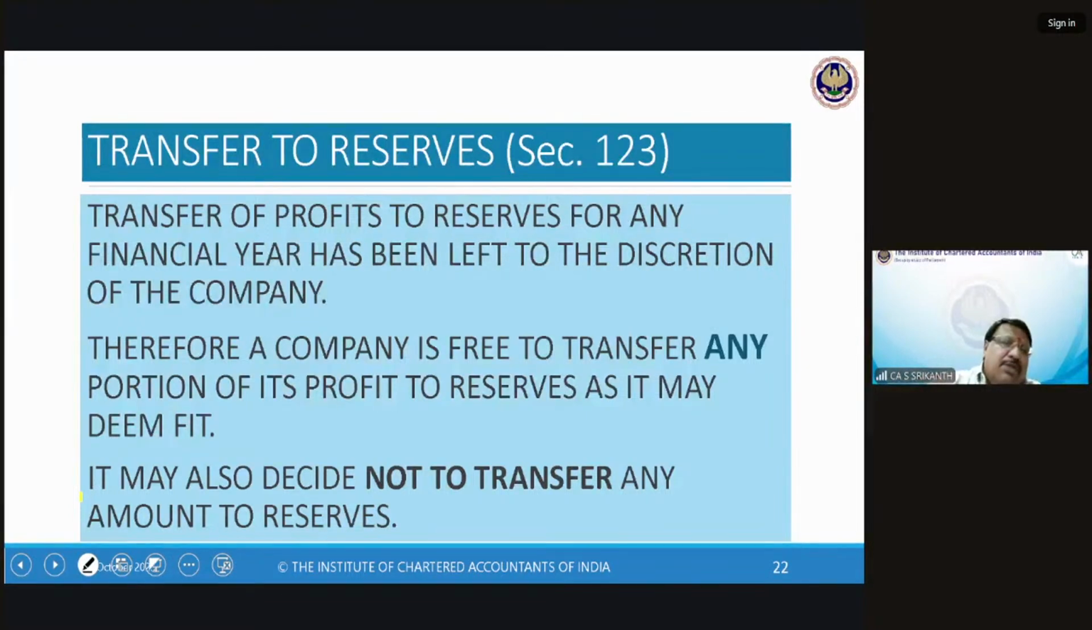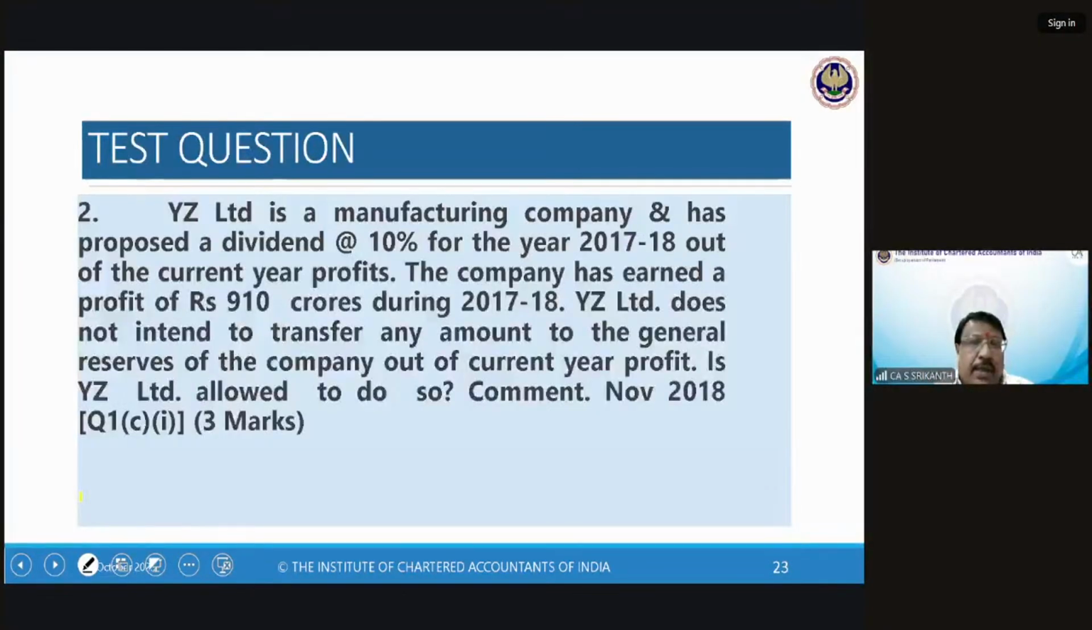So the point I was making was that Ashok Leyland is a deep pocket company, so they have transferred money to the reserves. But this is not compulsory. It is left to the discretion of the company. Therefore, a company is free to transfer any portion of its profit to reserves as it may deem fit. It may also decide not to transfer any amount to reserves. Here's the case. YZ Limited is a manufacturing company and has proposed a dividend at 10% out of current year profits. The company has earned a profit of 9-10 crores. YZ Limited does not intend to transfer any amount to the general reserves out of current year profit. Are they allowed to do so?